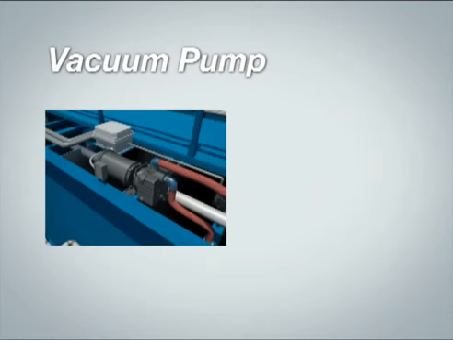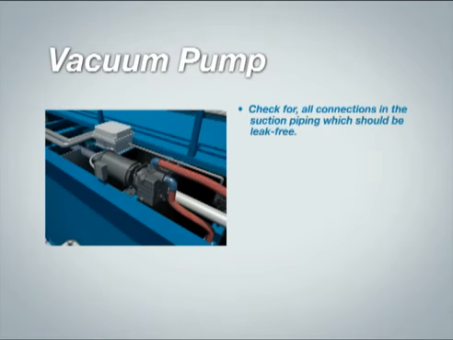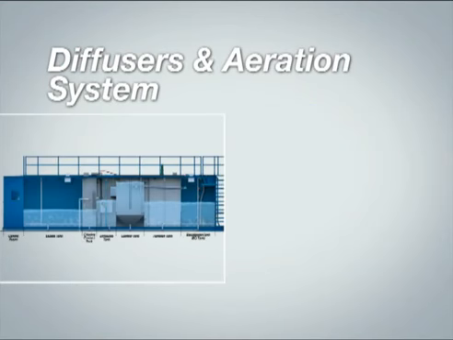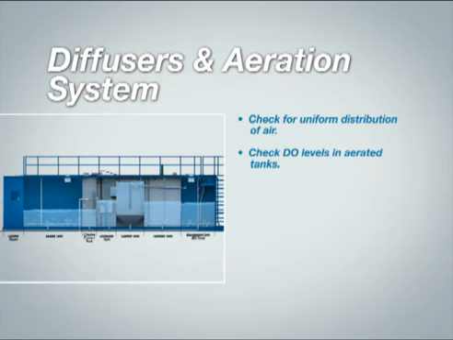Vacuum pump. Check for all connections in the suction piping, which should be leak-free. Check operation of the vacuum pump. Diffusers and aeration system. Check for uniform distribution of air. Check DO levels in aerated tanks.